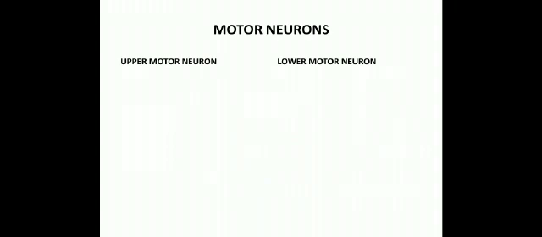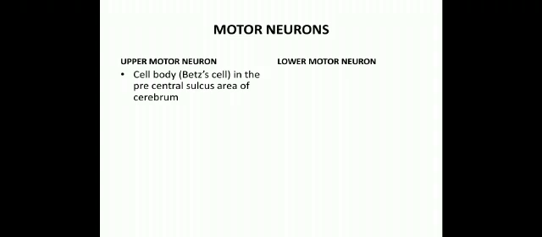Now we will learn about the motor neurons, which include the upper motor neuron and the lower motor neuron. The cell bodies of the upper motor neuron, the Betz cells, are present in the precentral sulcus area of the cerebrum, whereas the cell bodies of the lower motor neuron are present in the anterior horn of the grey matter in the spinal cord.